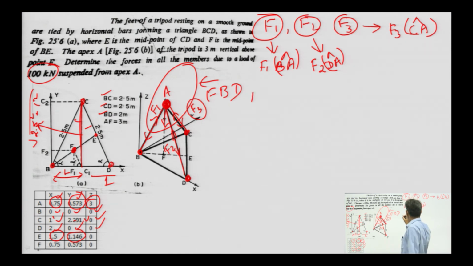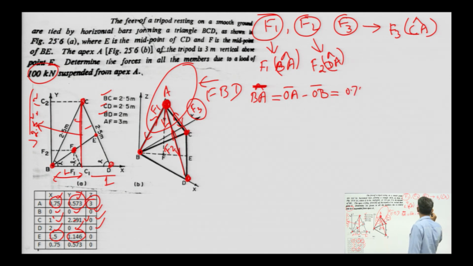So, calculate the unit vector BA. First of all, calculate the vector. Vector BA is the position vector of A minus the position vector of B. So, the x of A is 0.75 and B is 0, so it is 0.75 i cap, plus 0.573 minus 0, so plus 0.573 j cap plus 3 k cap, because B is the origin.